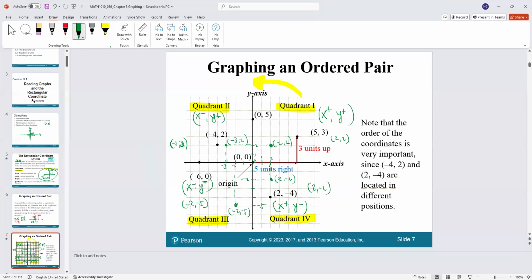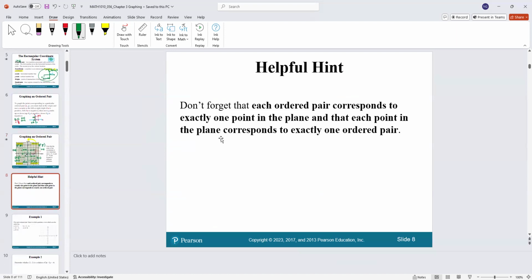Now, note that the order of the coordinates is very important, since (-4, 2) and (2, -4) are located in different positions. Remember, you cannot switch them. The first coordinate will always be X, and the second coordinate will always be Y, all right? So don't forget that each ordered pair corresponds to exactly one point in the plane, and each point in the plane corresponds to exactly one ordered pair. So that's what we said here for you to remember. Pause the video if you want to read it.